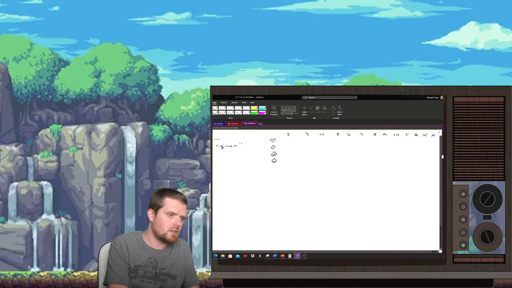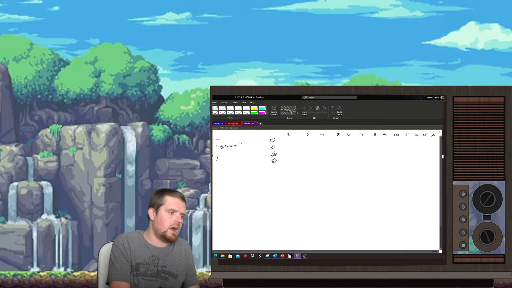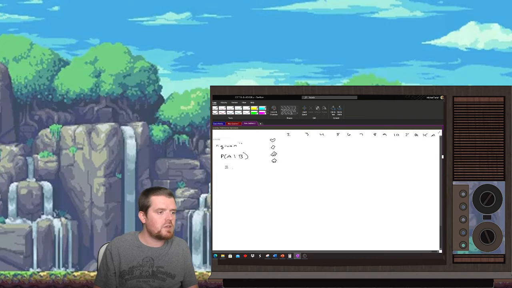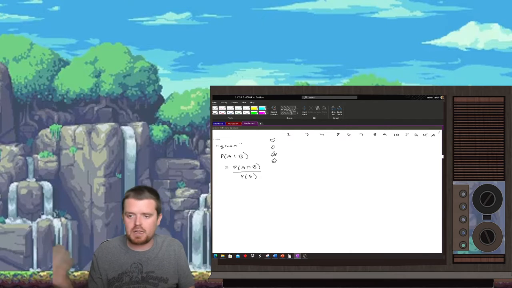Now, notation-wise, this is going to be given as the probability of A given B. So you're using a line here for given. That's going to be the probability of A and B occurring out of the probability of B occurring. Now that's the formula. I personally don't use this formula when I'm looking at conditional probability.